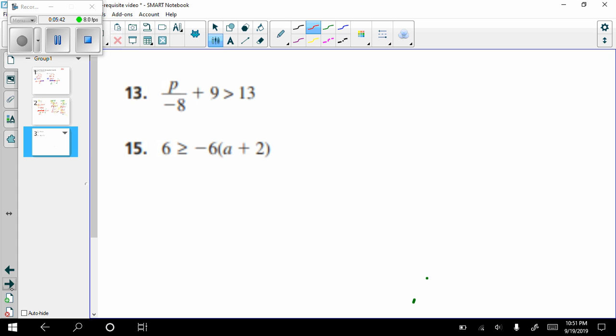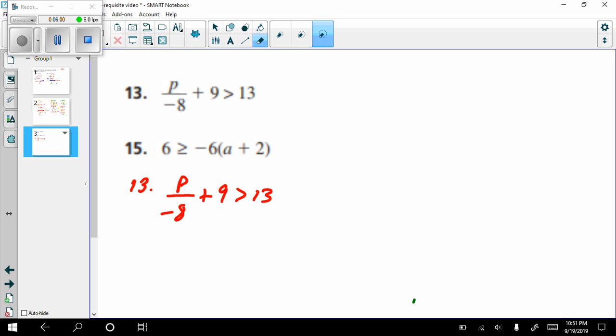Last two problems. Number 13, I'm going to work out right here. This is p divided by negative 8 plus 9 greater than 13. Please think for just a moment. Am I going to have to flip the direction of the sign? Okay, so play this problem through with mental math. See if you can do the moves to solve it in your head.